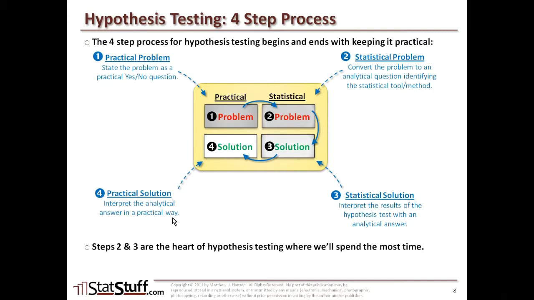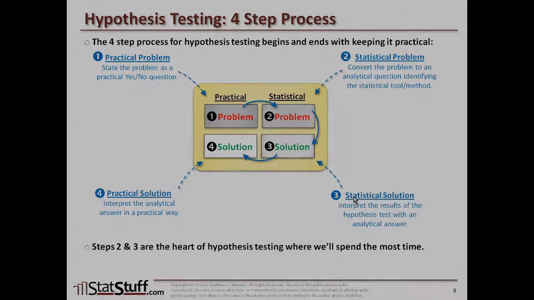So it's steps 2 and 3. This is really the heart of hypothesis testing, and this is where we're going to spend most of our time in doing the analysis. And we're going to dig a little bit deeper as we explore the formal and informal methods for how we're going to take things from a practical problem and convert it to the statistical problem, and how we're going to go through the process of coming up with a statistical solution, because it's really the heart of where hypothesis testing is.